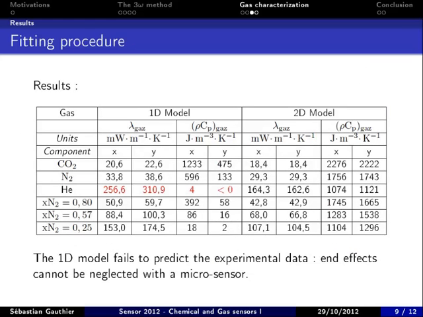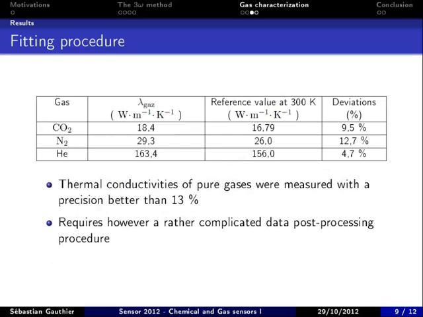So a lot of figures on this table, but what we can say is that the 1D model could not predict the thermal conductivity of the gas because of the end effect of the wire. So with the 2D model, which is where the results are given here, we measured the thermal conductivity with a relatively good precision, around 13%, but it still requires a rather complicated data post-processing procedure. So that was one approach, to use a fitting procedure, but as I said, it requires a complicated fitting procedure.